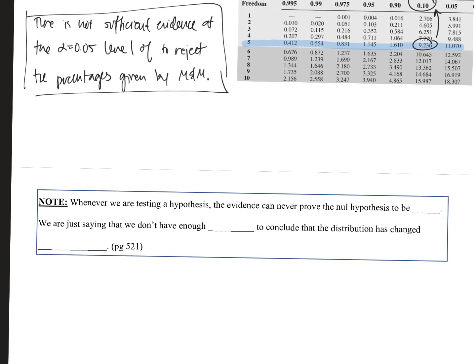Alright, so note, last thing, whenever we are testing a hypothesis, the evidence can never prove the null hypothesis to be true. We're just saying that we don't have enough evidence to conclude that the distribution has changed significantly.